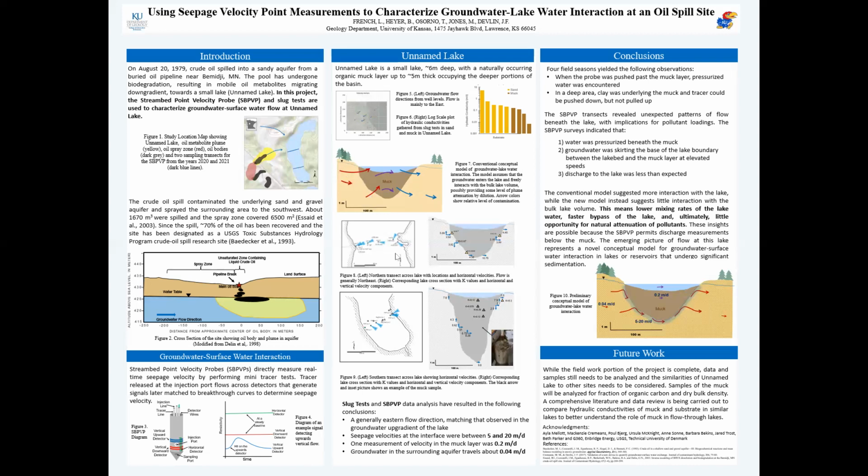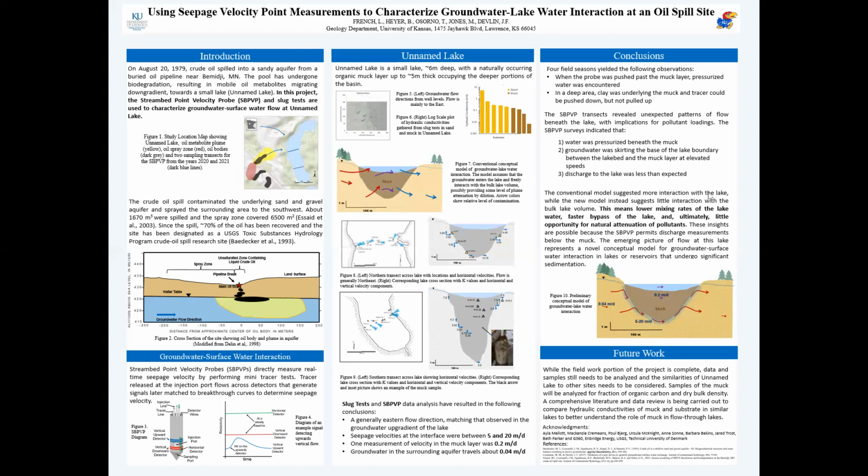Seepage velocities at the interface are also orders of magnitude higher than either the aquifer calculations or measurements made in the muck. So that was a very unexpected result, for them to be that significantly higher. In the aquifer, we have about 0.04 meters per day. The muck is about 0.2 meters per day, and the seepage velocities around the interface are about 5 to 20 meters per day, so significantly higher.